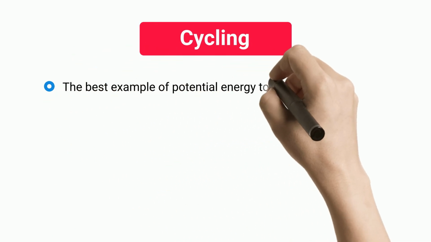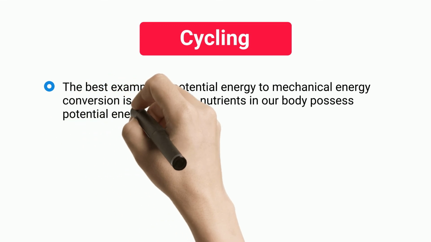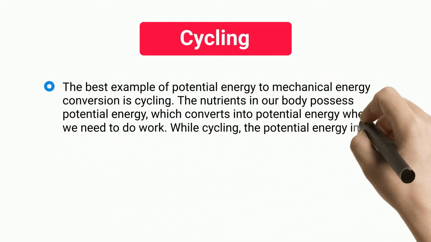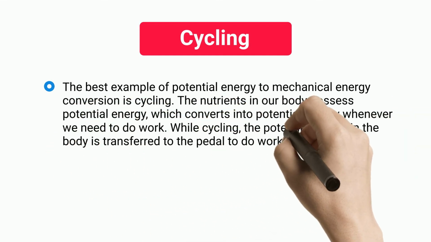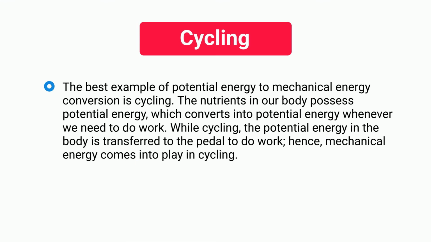Cycling. The best example of potential energy to mechanical energy conversion is cycling. The nutrients in our body possess potential energy, which converts into mechanical energy whenever we need to do work. While cycling, the potential energy in the body is transferred to the pedal to do work, hence mechanical energy comes into play in cycling.